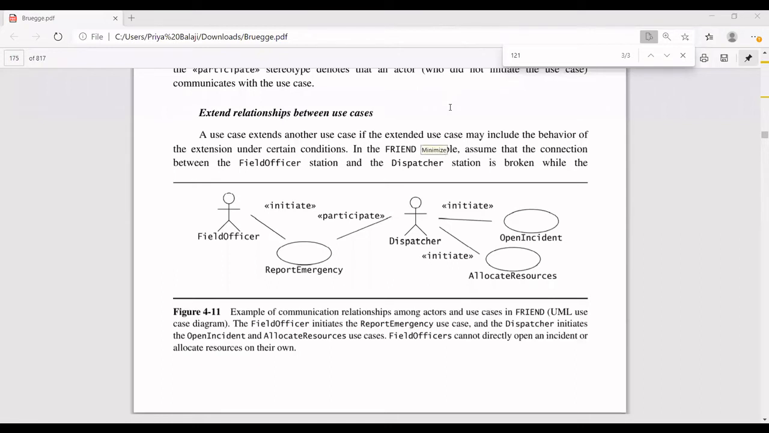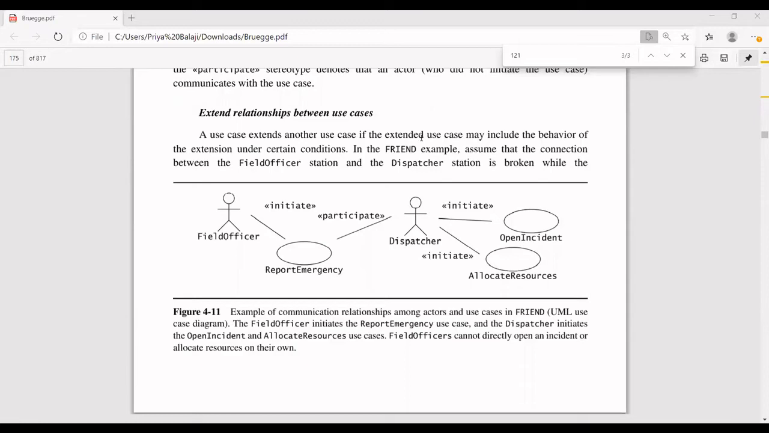Yes, ma'am. In an extend relationship, whatever is there, we are using it. But in include, we are including extra, new things. In an include relationship, certain things are mandatorily needed for that particular use case. Then you will be using it as an include relationship.